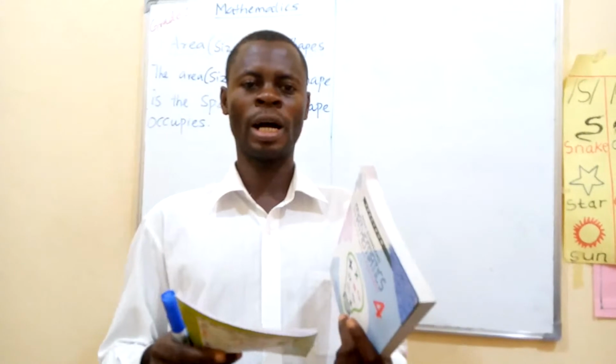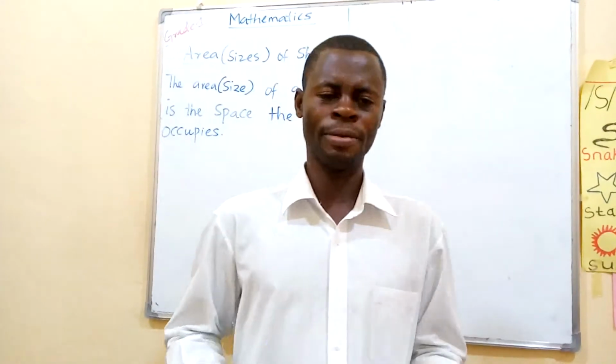Alright, this book is bigger because its size or area is bigger or more than this other one. This other one is smaller because of its size or its area. Another word for size is what? Area. Its area is less than or smaller than this one. Alright, and then that leads us to our topic of today on area.